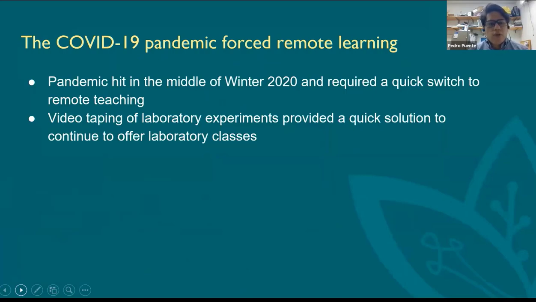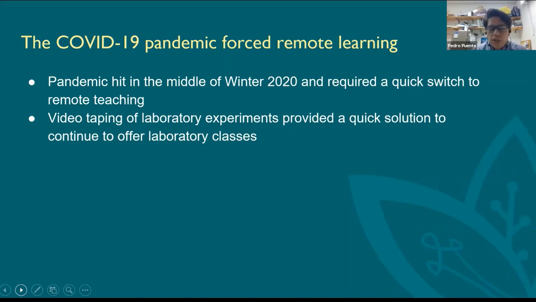Okay, so what was the motivation for this shift from the laboratory to a home kitchen? The reason that everybody knows is that the COVID-19 pandemic hit right in the middle of winter 2020. So what happened, the remote teaching mode had to be adopted immediately, to keep everybody safe.